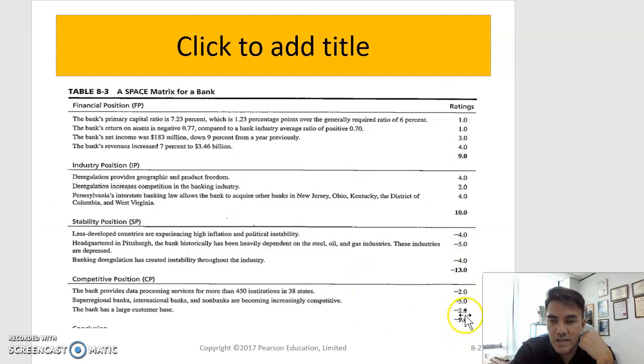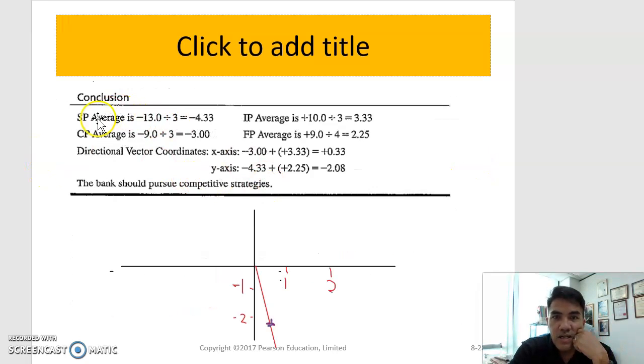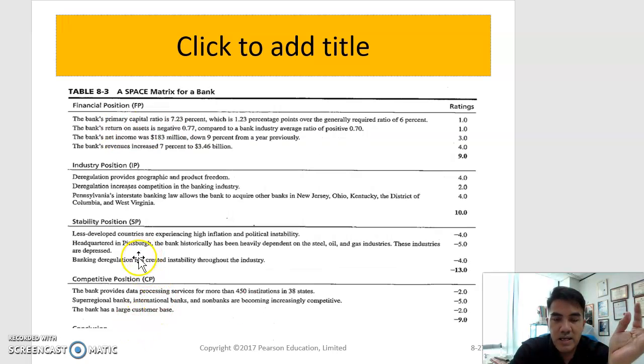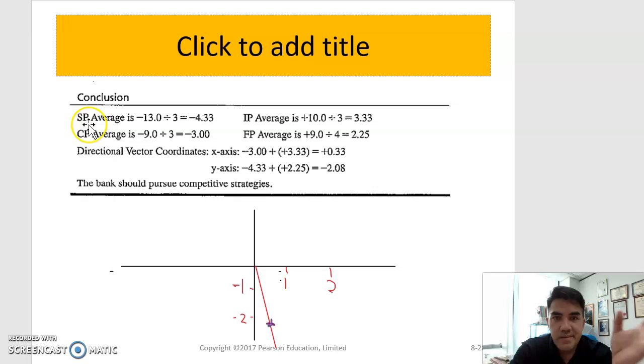Once you have these numbers, 9, 10, -13, and -9, first you need to get the average. The SP average is -13 divided by 3, because there are 3 variables that have been selected: 1, 2, 3. So SP gets -4.33. For CP, -3. For IP, 10 divided by 3 is 3.33, and the FP average is 2.25.